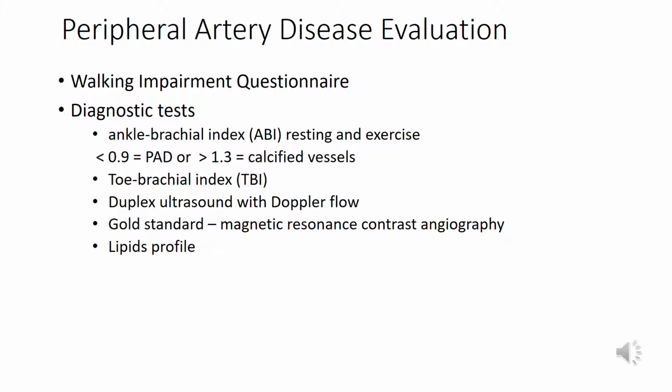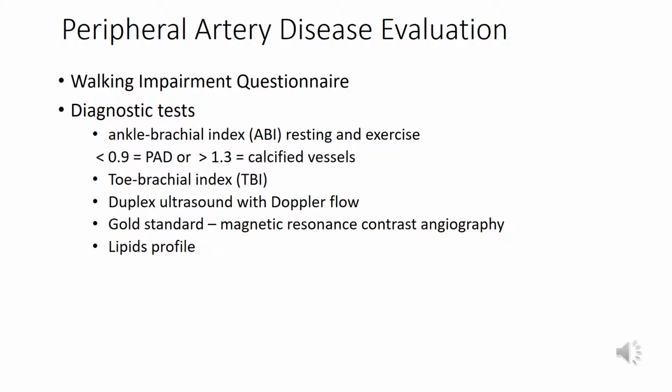If the resting ABI is normal, but your symptoms still point towards claudication, then do an exercise ABI. If that result is decreased by 20%, you're going to want to order additional testing. The toe brachial index is a good, reliable indicator in patients who have diabetes.